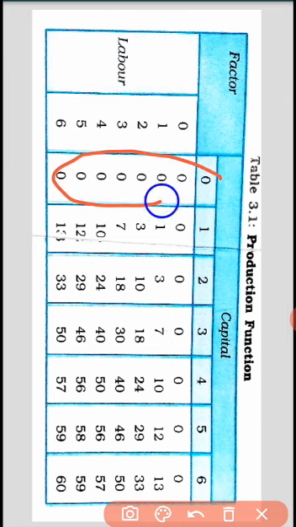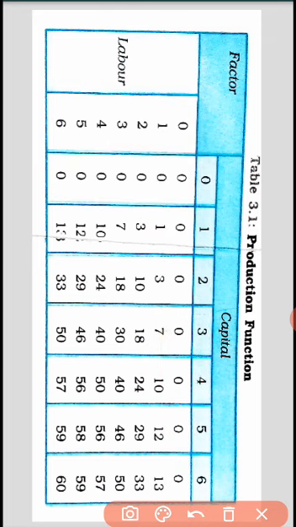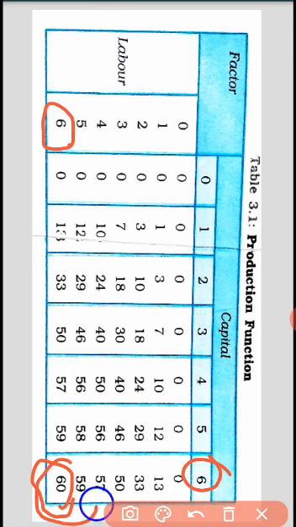So you can see here, if any one element becomes 0, the entire production is going to be 0, because you don't have property or you don't have labor. That means you are not able to work on that, or not able to produce the output. If we are using 6 units of labor and 6 acres of land, our production will be 60. It is the maximum production because we are using the maximum labor and the maximum capital.